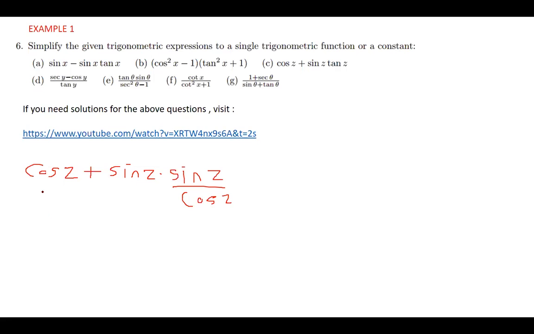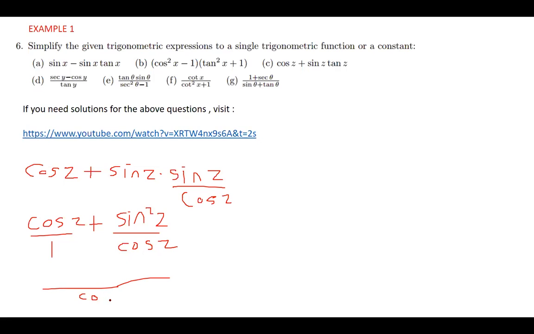Okay, so this is what we're going to have. We're going to have cos z plus sine times sine, you get your sine squared z there, and then everything over cos z. Then over on this side, when you cross multiply there, or you find the common denominator, our common denominator here is cos z.